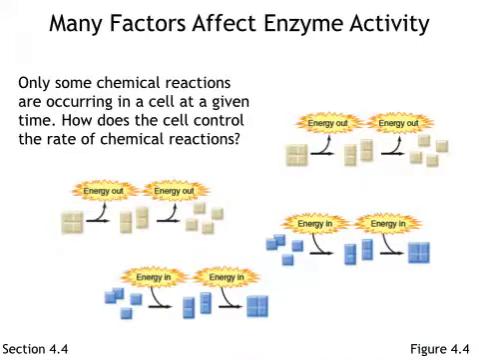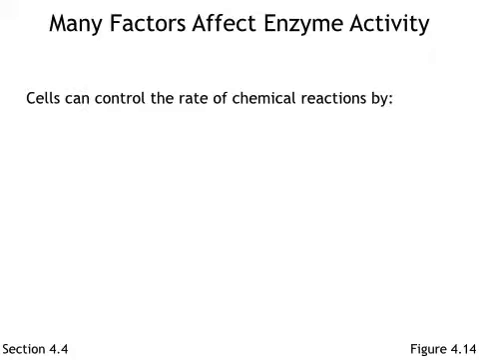So only some chemical reactions are occurring in a cell at a given time. Again, you have hundreds, if not thousands, of chemical reactions, but those are very controlled. So the cell is controlling what reactions happen and which ones don't. So how can it control the rate of these chemical reactions? How can it control which reactions happen and which ones don't? There's a few ways it can do this.